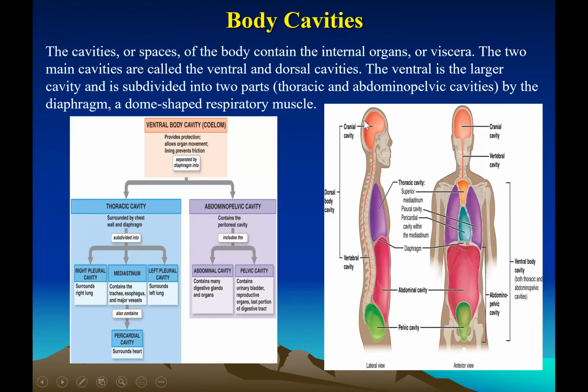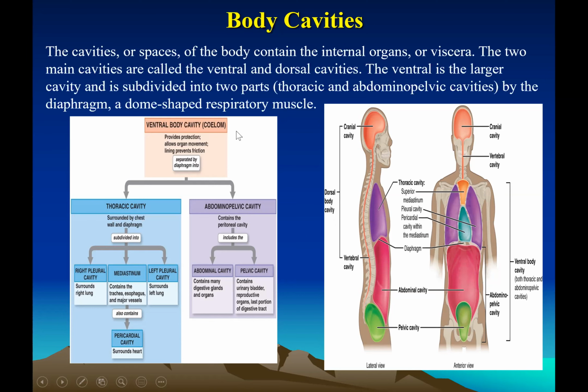Body cavities. The human body is highly organized. There are specific chambers to protect every delicate organ of the body. These cavities or spaces will contain all the delicate internal organs or viscera. There are two main cavities. The dorsal cavity, dorsal means back, right? It includes the cranial cavity that protects the brain and the vertebral cavity that protects the vertebra and the spinal cord.